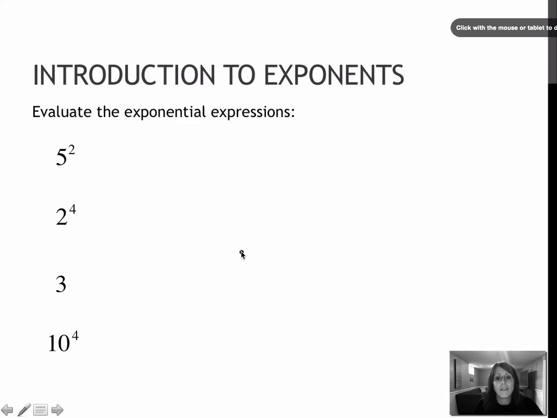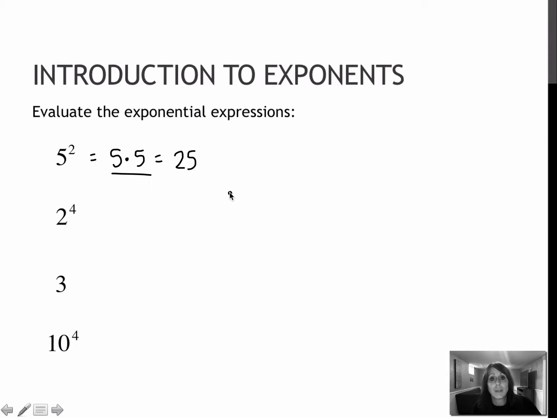For instance, 5 squared would mean 5 times 5. And 5 times 5 is 25. Now, it's not necessary to write the 5 times 5. It's just so that you understand what's going on. In your calculator, if you are evaluating an exponent, you might have to plug in 5 and then a button that looks like this, a caret button, to get 25.